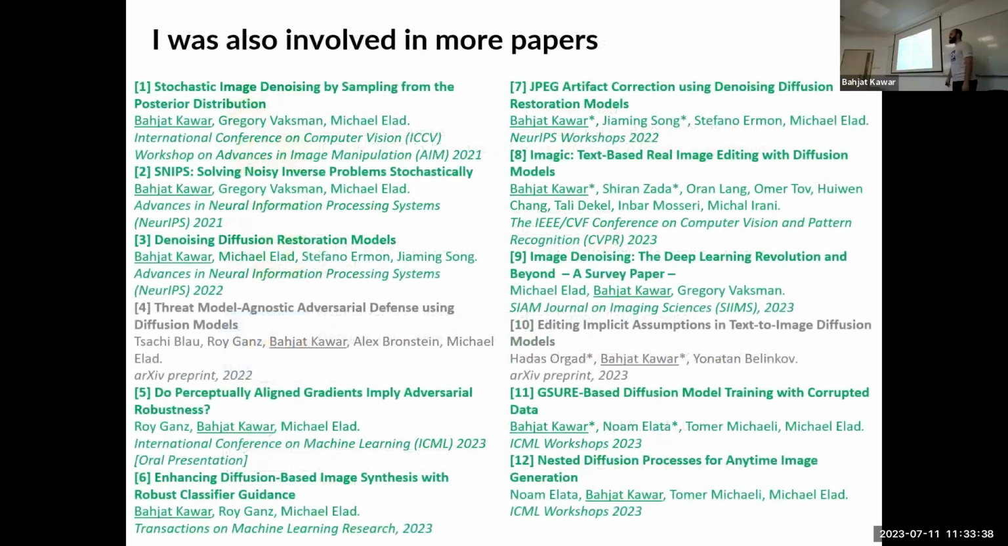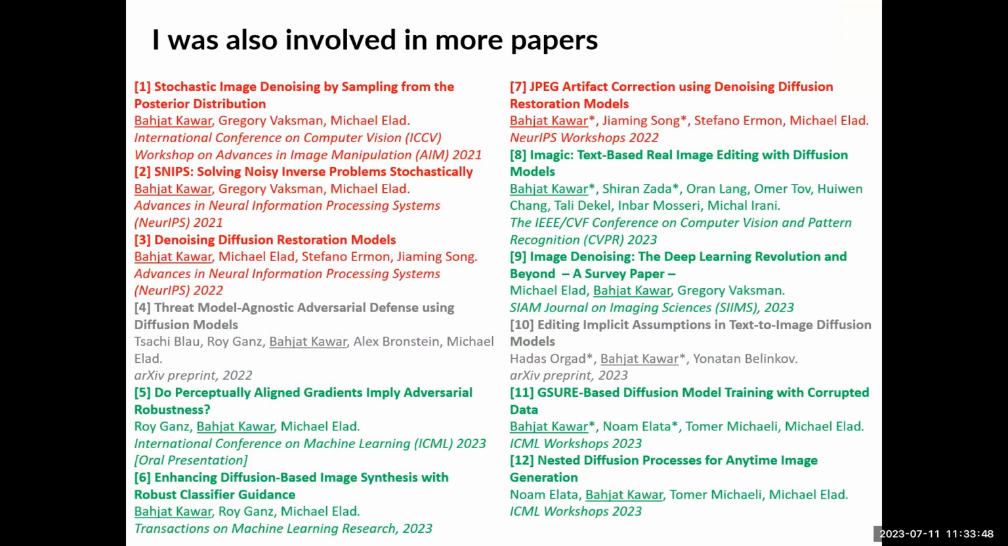Over the course of my PhD, I was involved in 12 publications overall. 10 have already been accepted, 2 of them are still under review. And today we'll be focusing on these 4 red ones.